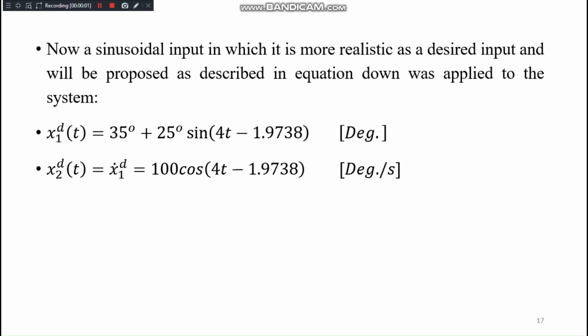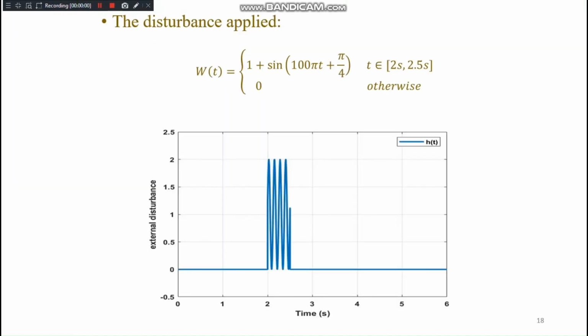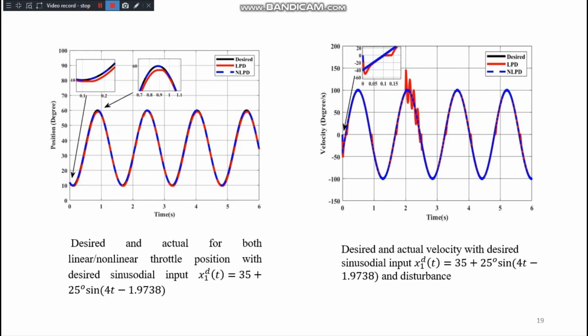Now, instead of using a step function, the input is changed to a sinusoid, which is more realistic, and the following two equations show the input x1 desired and its derivative, which is x2. A disturbance is applied, where Wt represents the disturbance and the figure represents its shape. The left-hand side figure shows the desired and actual for both linear and nonlinear throttle position with the sine input, and the right-hand side represents the desired and actual velocity with the desired sine input.